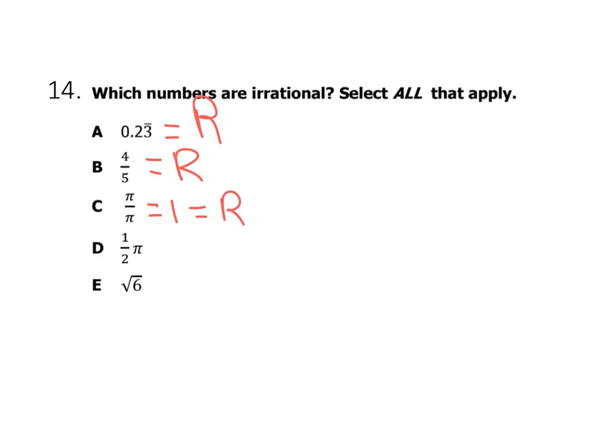Now, 1/2 times pi, if you put that in your calculator, you will get a messy, long decimal that cannot turn into a fraction. So this one is irrational. And on E, that is a non-perfect square, which is also a messy decimal. So that is also irrational.